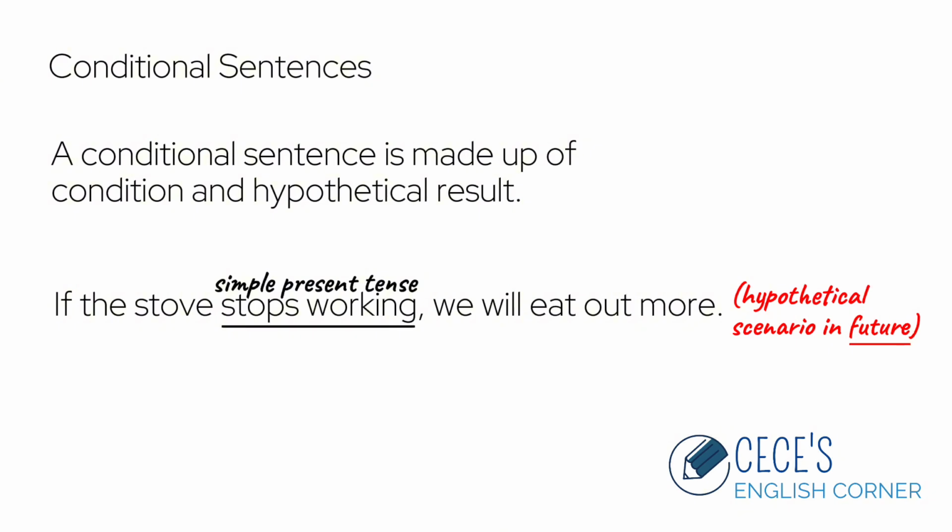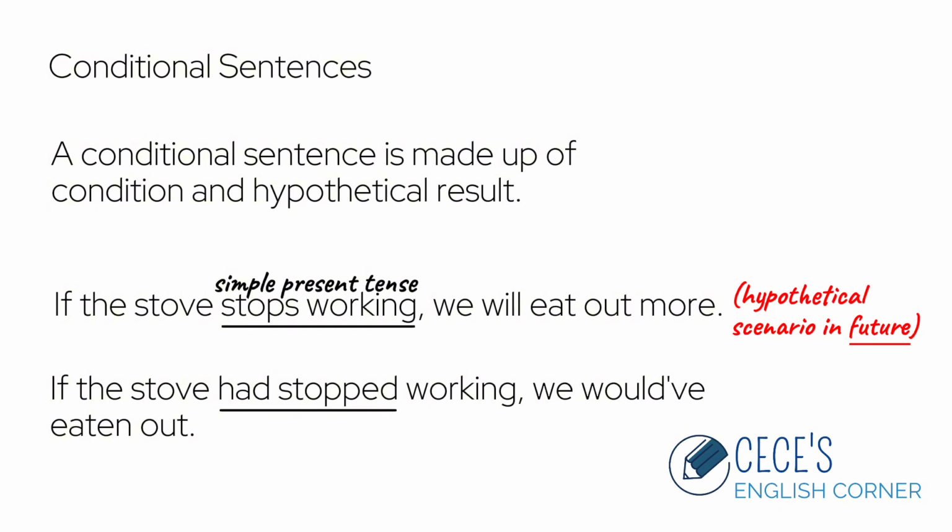However, we could have also used the past perfect tense in this sentence to talk about a hypothetical scenario in the past. We could have said, if the stove had stopped working, we would have eaten out. In this sentence, it sounds like we're talking about a one-time hypothetical episode in the past. If the stove had stopped working sometime in the past, the result would have been that we would eat out.